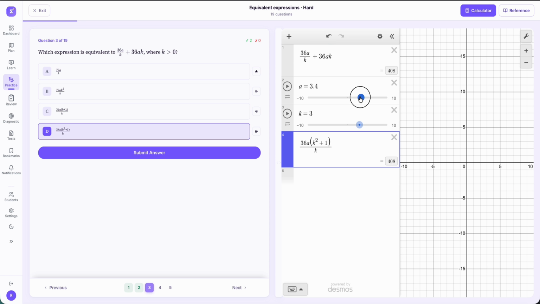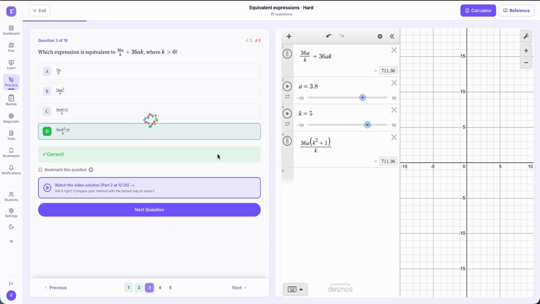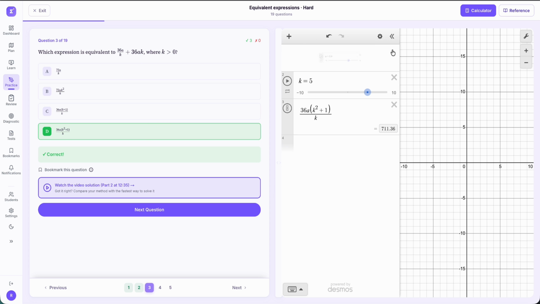And now you can see I can change A, I can change K, and these are always the same, right? Because that's what equivalent means. They would be the same. That's how I would do that. Just plug in numbers there, and don't even plug it in yourself. Just tell Desmos what they are and write in with the letters, right? Pretty straightforward if you know how to do that.